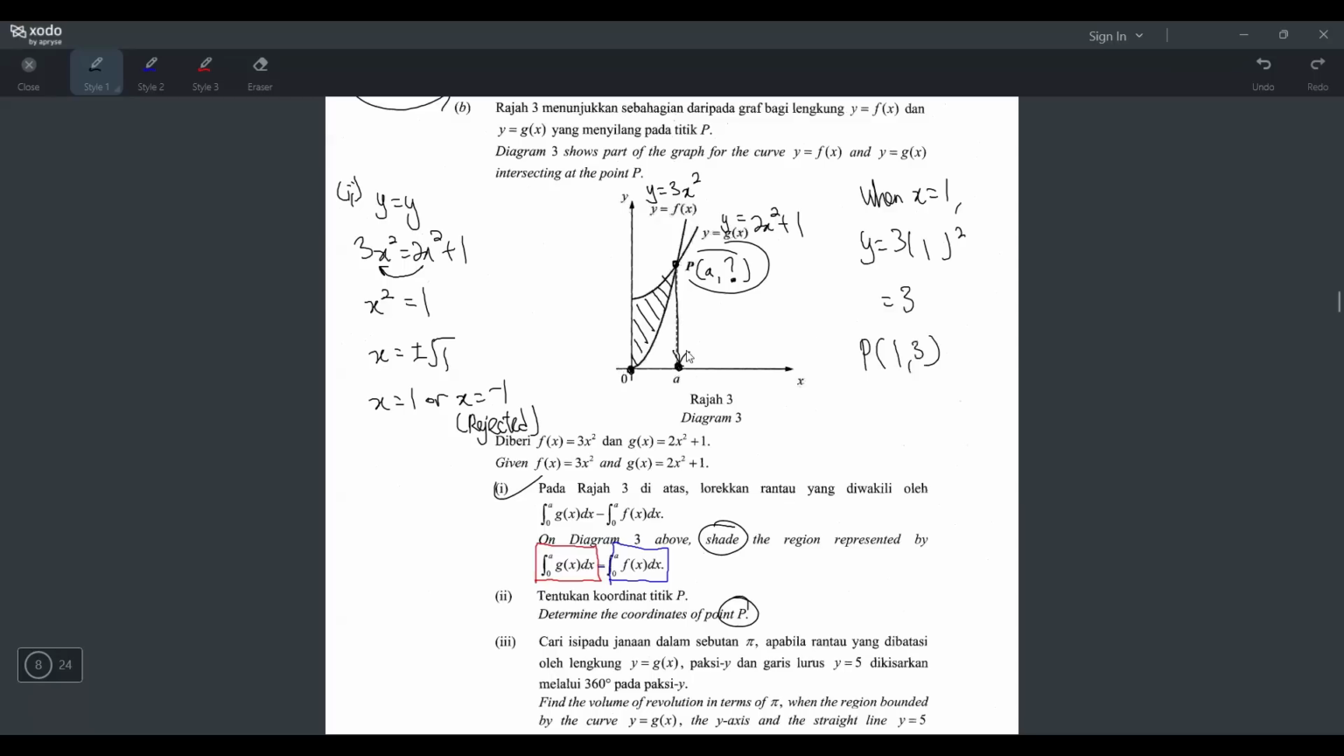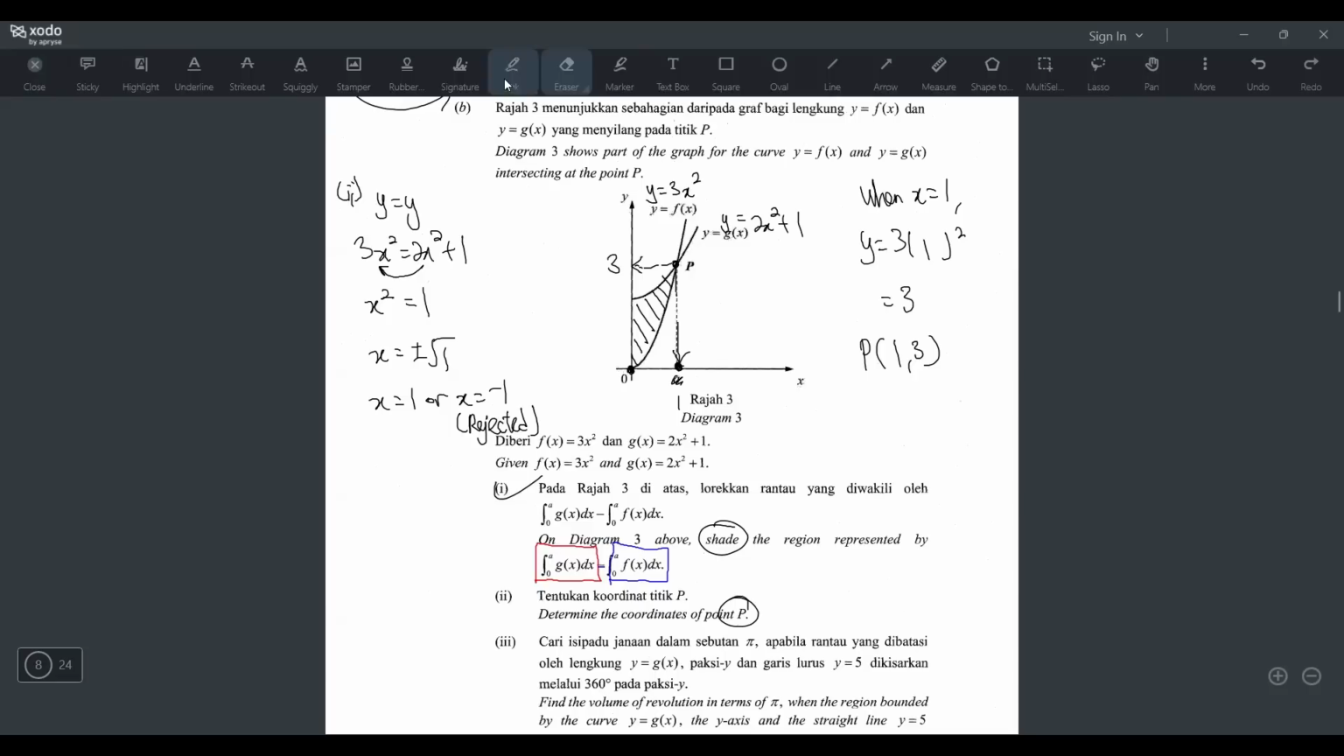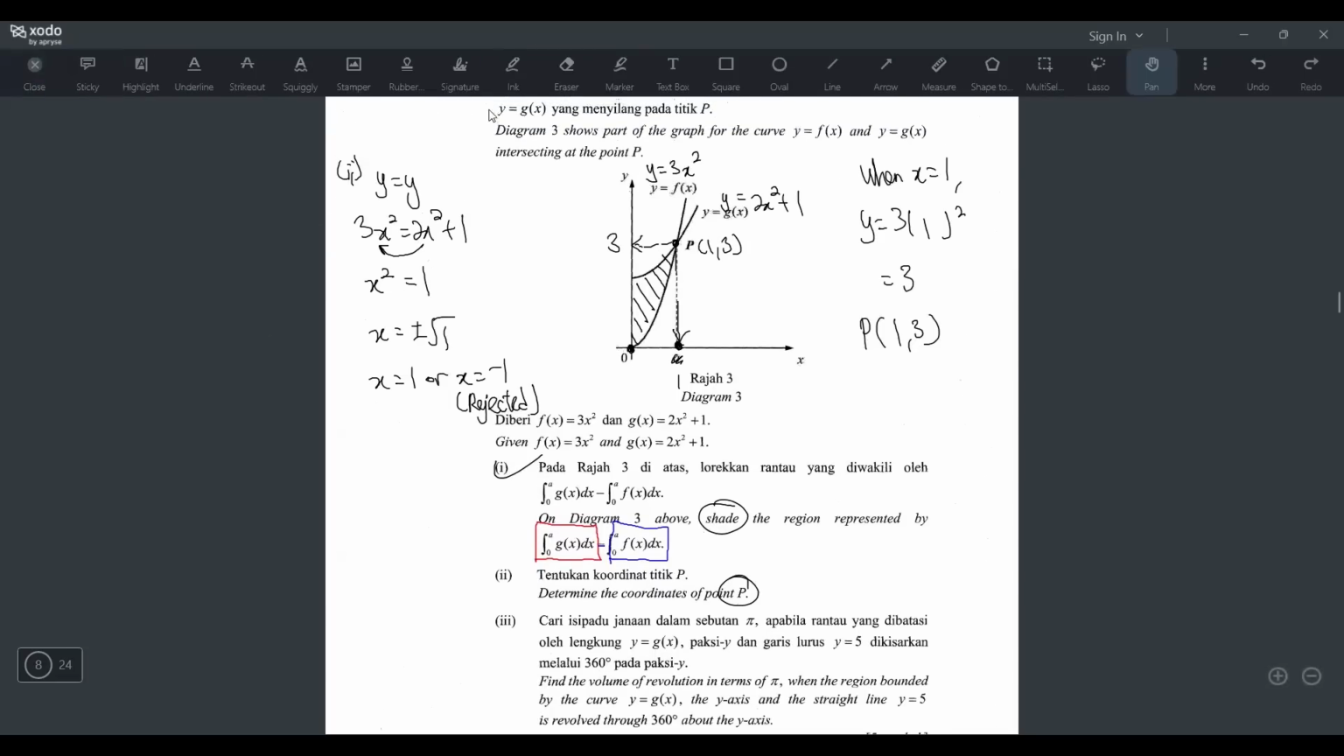Okay, 1, 3. It means your a is 1. Yeah, your a is 1. And if you draw across here, this would be 3, right? Okay, and I think I can erase this already. So let me erase and write nicely. So P is actually 1, 3, right? Okay, number 2 is done. Now we can do number 3.